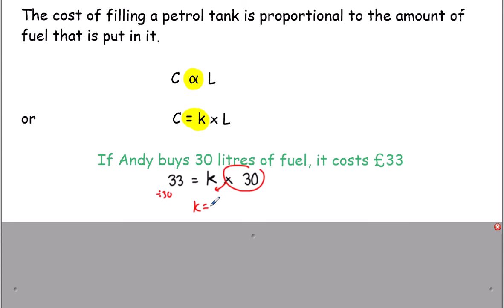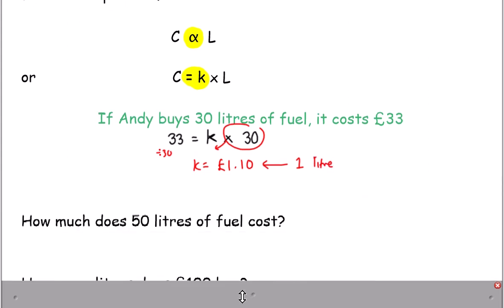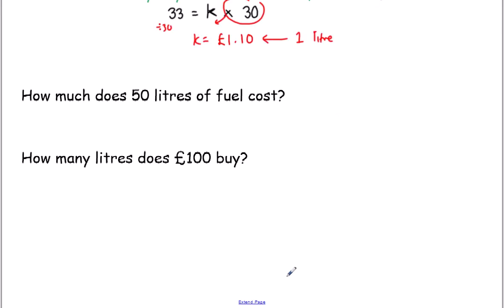divided by 30, £1.10. Okay, now most of the questions I'm going to do with you are non-calculated, but you might want to calculate for that one. So what have you just worked out? You've just worked out 1 litre. Okay, now when I give you some more questions to do about this, you can use that information that there's 1 litre to answer these two questions.